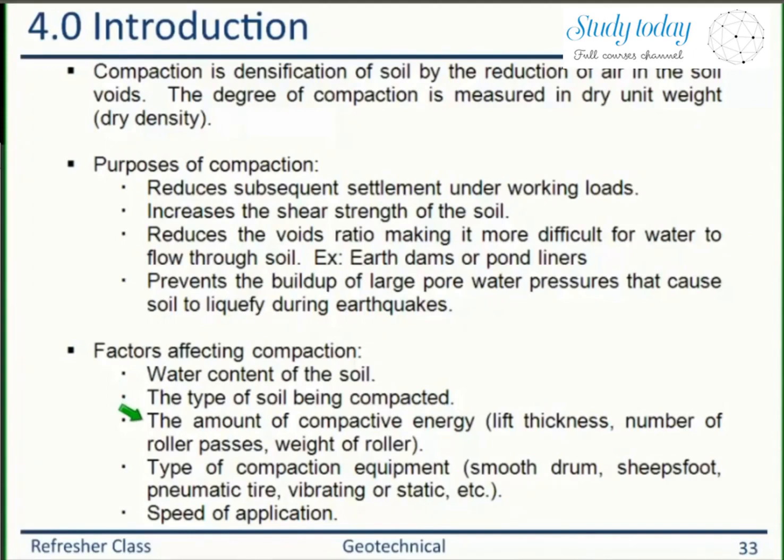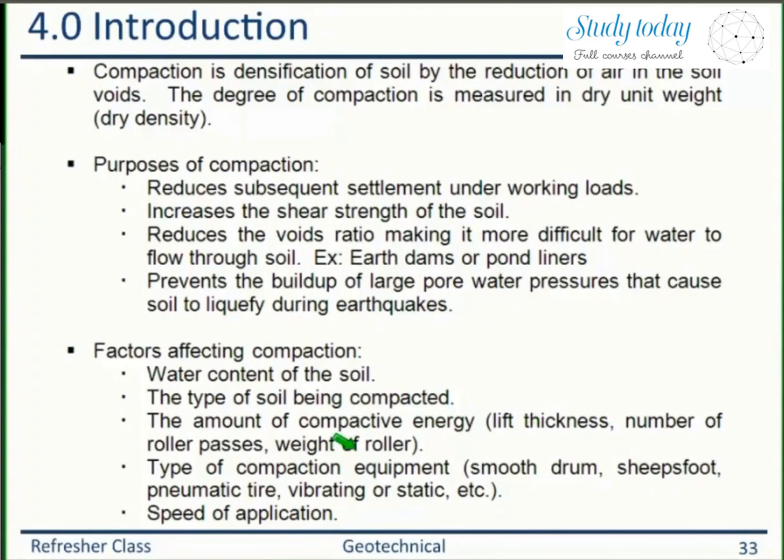Okay, and followed by the amount of compacting energy. What is the energy being imparted on the compacting soil, which is dictated by the lift thickness, the thickness of the fill materials, and the number of passes of the roller you make over that fill material, and the weight of the roller.